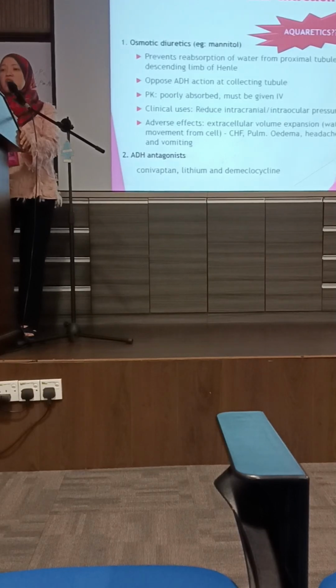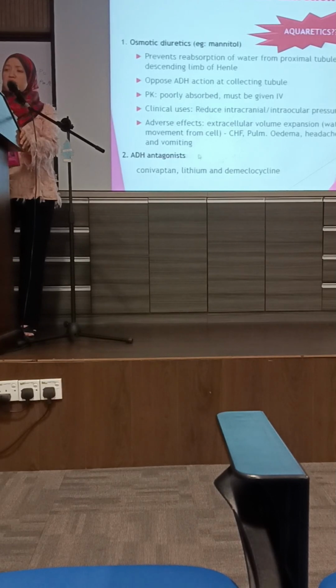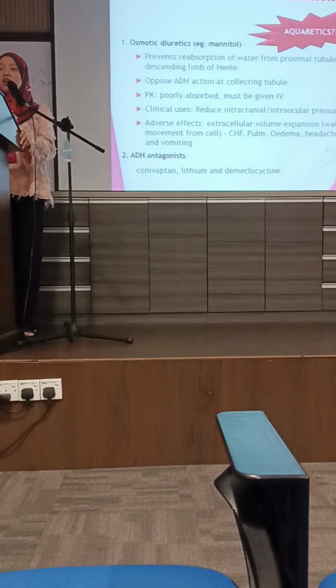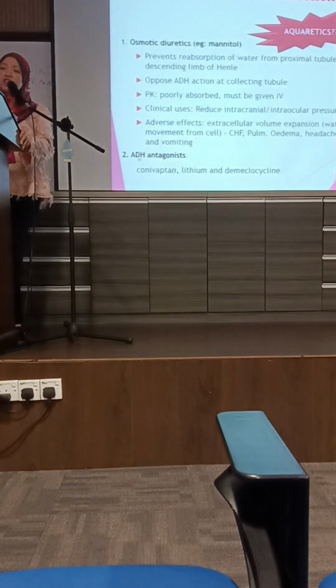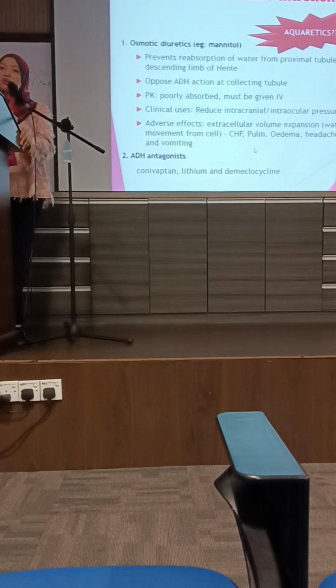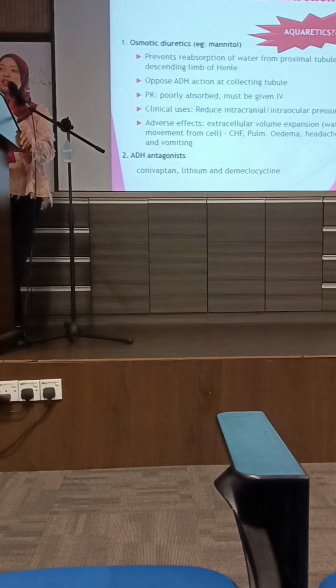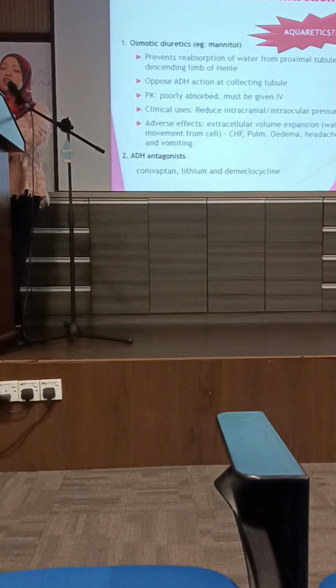Okay, adverse effects: extracellular volume expansion, which can lead to complications such as cardiac heart failure, pulmonary edema, nausea and vomiting. And then we have ADH antagonist. What is the function of ADH? To make the urine more concentrated, kan. So we can give ADH antagonists such as conivaptan, lithium and demeclocycline. ADH antagonists are never given as first line, and usually we give them in conjunction with other agents as well.